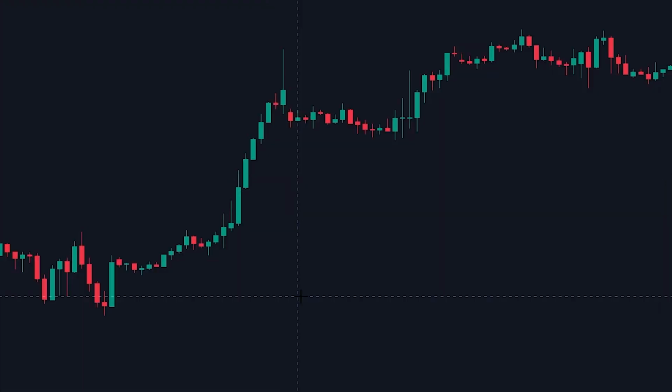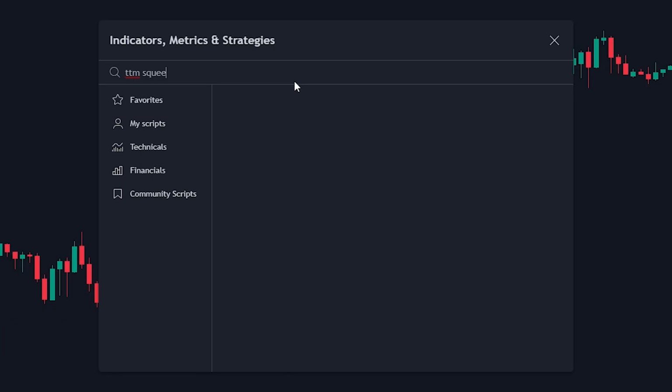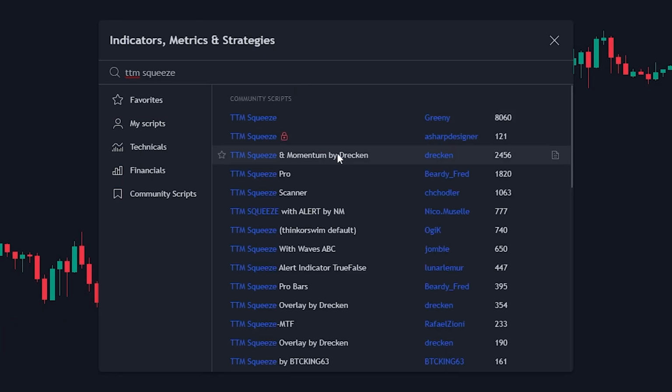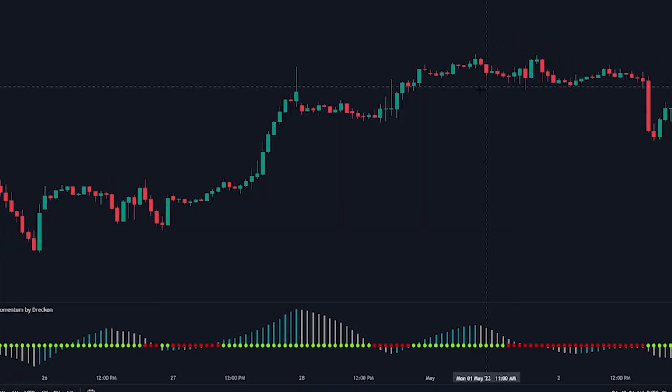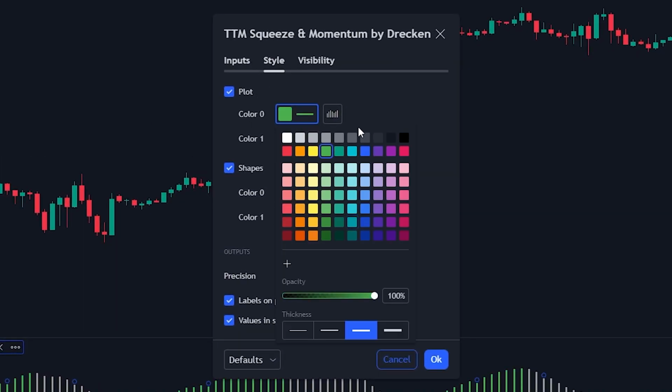Let's add the indicator to the chart. Click the Indicators tab and search for TTM squeeze and select the one made by Drecken. Now let's modify the indicator settings to optimize it for our strategy. Click on the Indicator Settings button. Then head to the Style section, change the plots colors to make them easier to see.